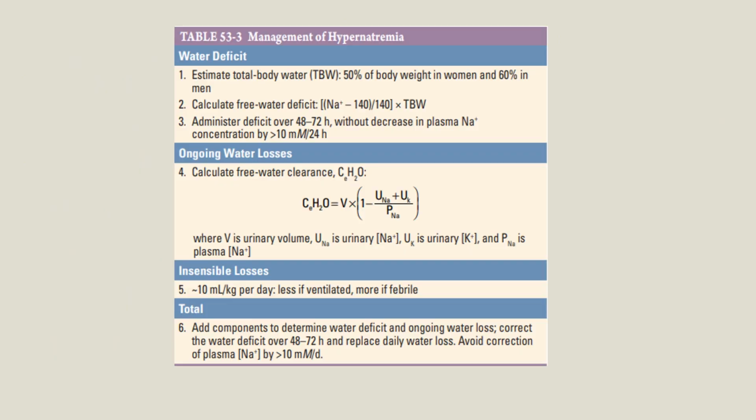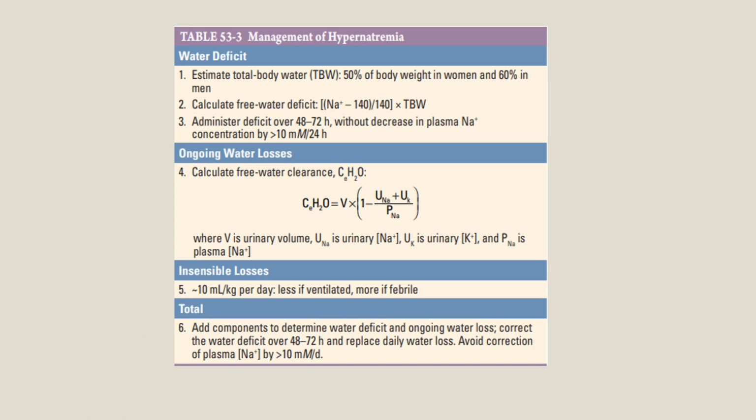We have talked about the management of hypernatremia and replacement of water deficit. Now we are going to explain how we are going to calculate the water deficit and how we are going to administer that amount. So the first step is to estimate total body water, and we do that by multiplying 50% of body weight in women or 60% in the case of men. Then we calculate the free water deficit by subtracting the patient's sodium level from 140, which is the median for sodium level, dividing that by 140, and multiplying it by total body water.